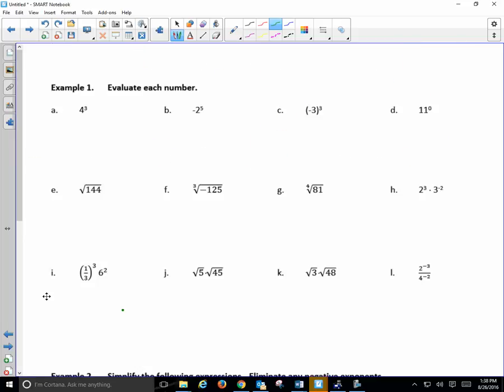4 to the third, 64. Negative 2 to the fifth. So we take 2 to the fifth, and then we make it negative. There's no negative value to the exponent, so there's no flipping that's involved, okay? If it was negative 2 to the negative fifth, well, then you would have negative 1/32, okay? That's a different scenario. But suppose I wrote this, negative 2 to the fourth.